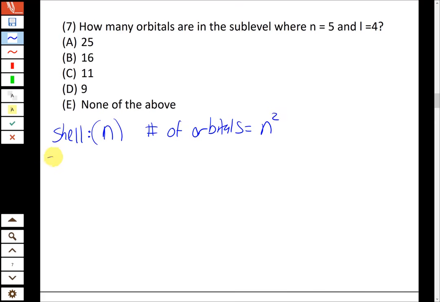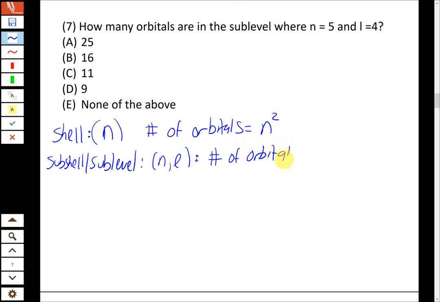If it's a subshell or a sublevel, as it's called here, for that you're going to be given an n and an L value, or it could just be given as the L value for a more generic sublevel that's not specified. But in either case, if you have the L value given as part of that, when you're talking about a subshell, the number of orbitals is determined by the L value, and it's given as 2L plus 1. All right, so those are the two relationships for how many orbitals are in a shell and then how many orbitals are in a subshell or a sublevel.